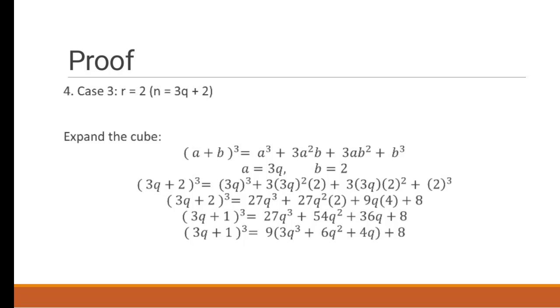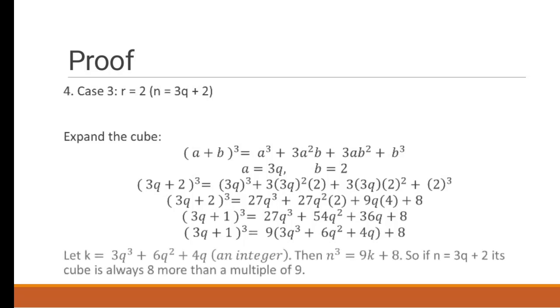Notice that the same as in case 2, the first three terms are multiples of 9. Therefore, we can also factor out 9 from these three terms. This will make the quantity of 3q plus 2 cubed equal to 9 times the quantity of 3q cubed plus 6q squared plus 4q then plus 8. Hence, in this case, let k be equal to 3q cubed plus 6q squared plus 4q, which is an integer. Then n cubed will be equal to 9k plus 8. So, if n is equal to 3q plus 2, its cube is always 8 more than a multiple of 9.